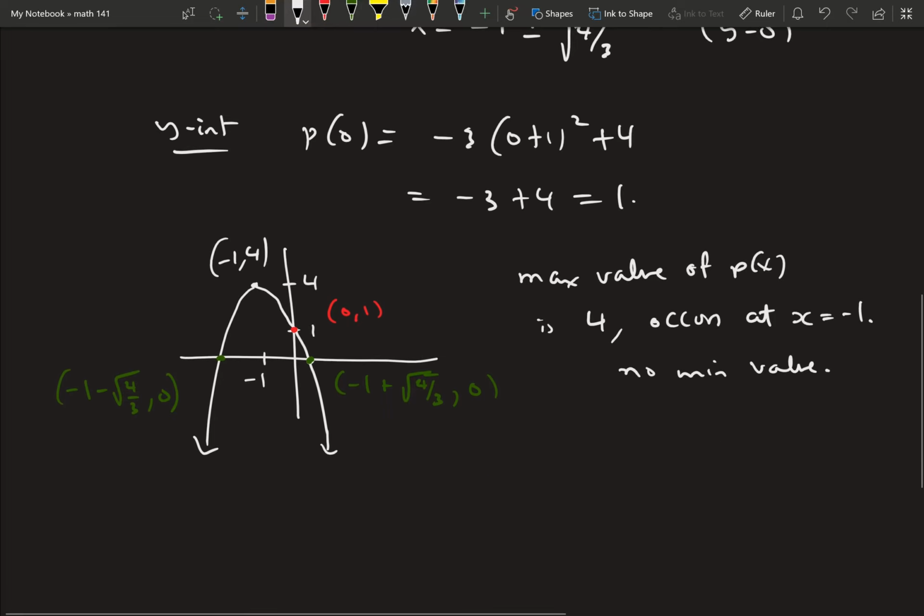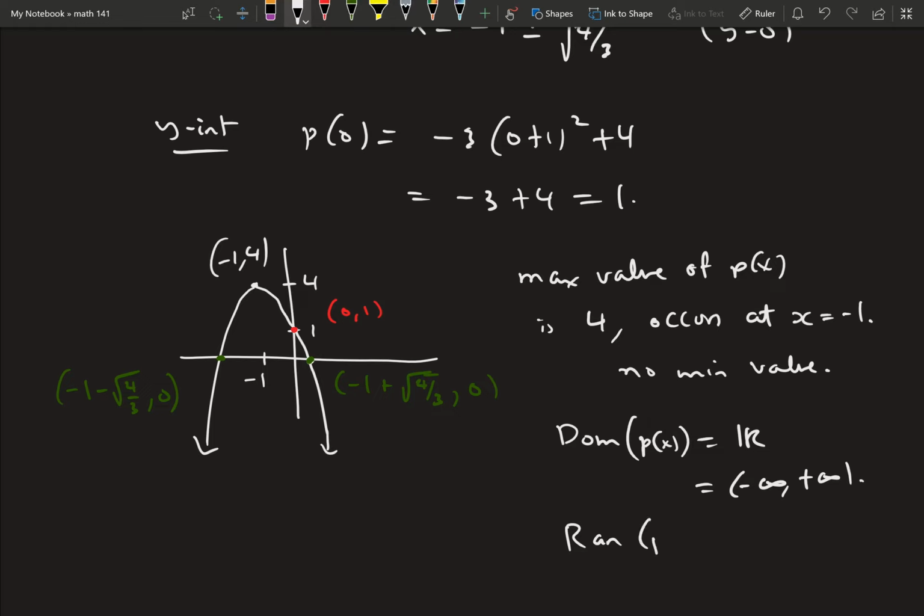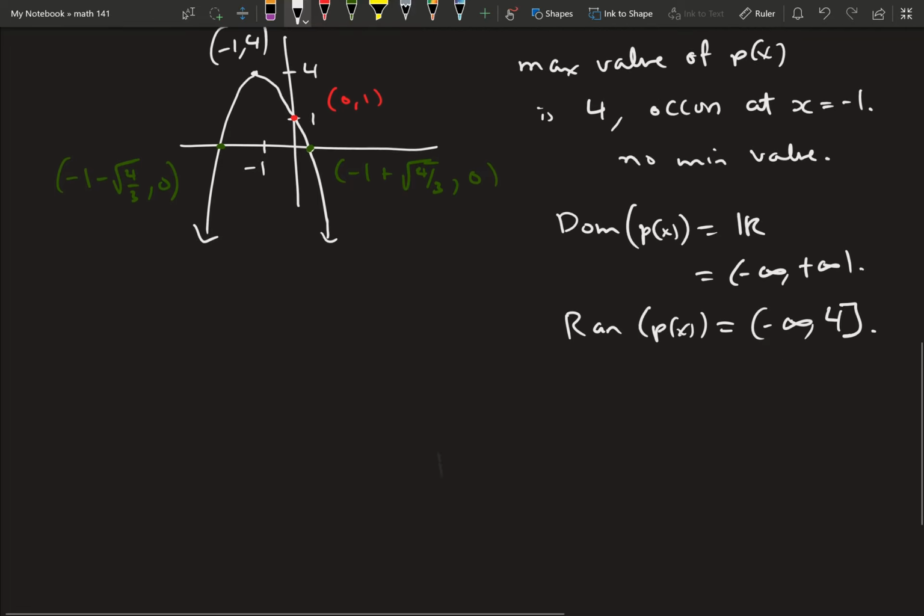All right. Last but not least, the domain and range. Well, again, I said the domain of any polynomial is always all real numbers. It's everything. The only question is the range. Well, in this case, the maximum value is 4, so the range will be everything up to 4. So negative infinity to 4. And that's the exercise at the end of the last video.